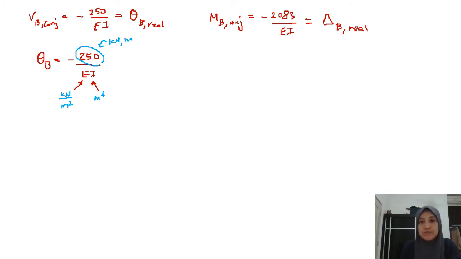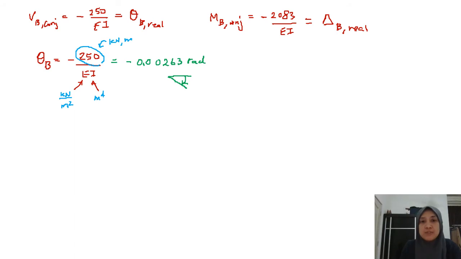If you do this, you will get a value of negative 0.00263, and the unit is in radians. It's not degrees, it's radians. What does a negative rotation mean? It means that the rotation is clockwise. Clockwise is a negative rotation.